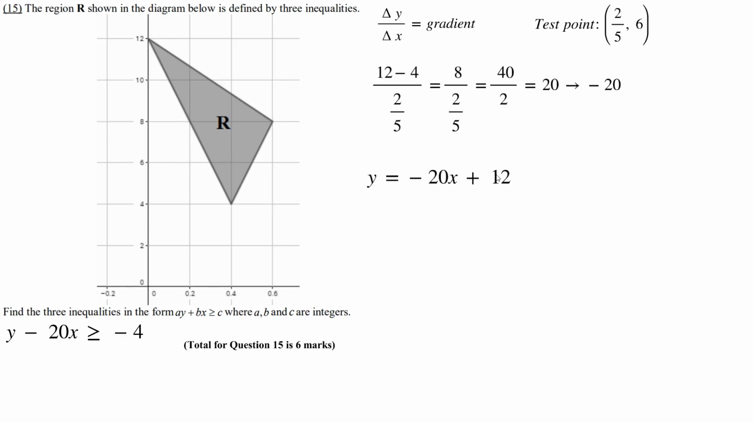And now you can say that the y-intercept is 12 just by looking at this graph, because you can see that this line definitely touches the y-axis at 12. So you can just plug that in straight away. You don't need to put in any points.